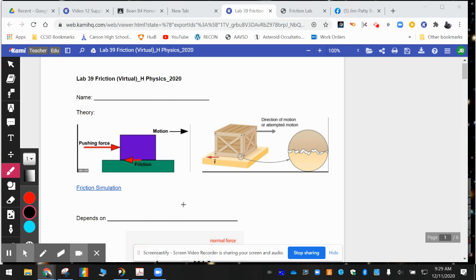Okay, so we're going to go over Lab 39. This is friction, the virtual portion here. We want to give a little theory and background on what you guys are going to be doing today. So basically, friction involves two surfaces.